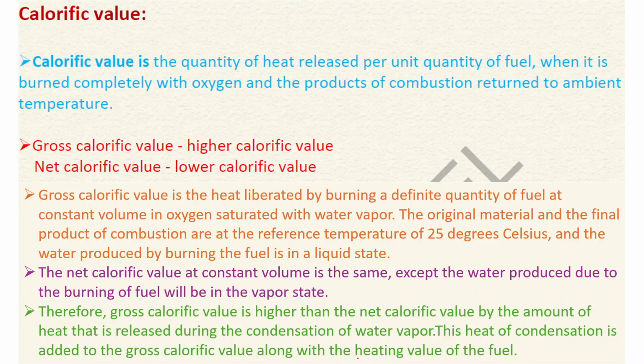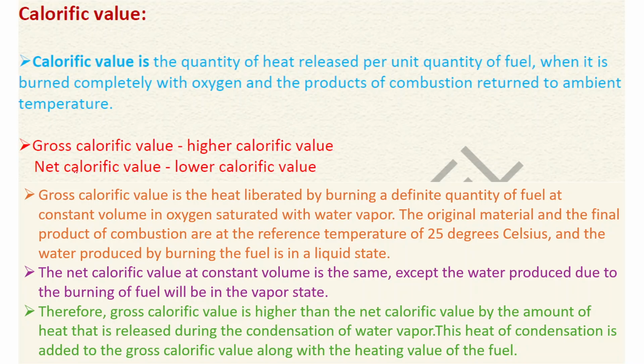Coming on to the next property, which is the calorific value. It is the quantity of heat which is released per unit quantity of fuel when it is burned completely with oxygen and the products of combustion are returned to ambient temperature. So basically, it is the quantity of heat released by the complete combustion of a fuel in the presence of oxygen, after which the products left after the combustion are returned back to the ambient temperature. So the total amount of heat in this whole procedure is given by the calorific value.